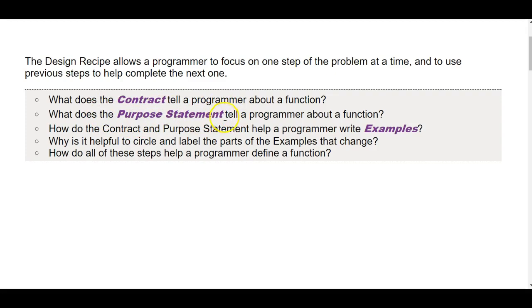What does the purpose statement tell them? It tells them what the program is supposed to do related to the actual word problem. So by the time I'm down there doing examples, I should just be able to look at my purpose statement and get all the information out of my purpose statement I need to be able to write examples. I shouldn't have to go back up to the word problem.